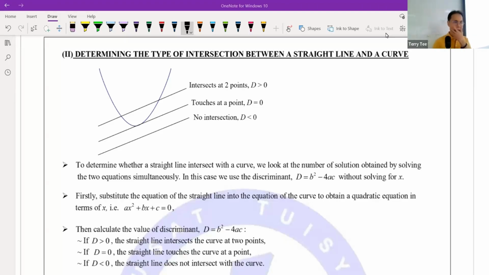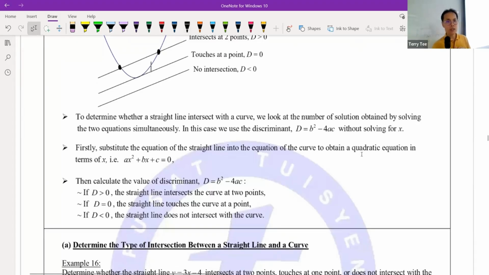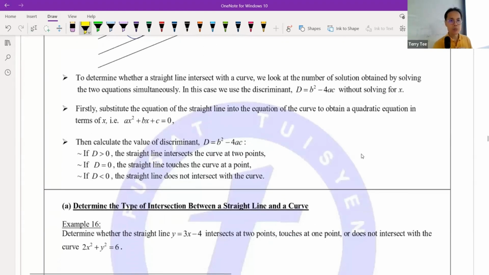Now we know that to solve for the point of intersection between a curve and a straight line, we can just call them equation 1 and equation 2, solve them simultaneously, right? Then we do b squared minus 4ac. If you intersect at 2 points, you have 2 solutions. Your b squared minus 4ac should be more than 0. If it touches at 1 point, b squared minus 4ac must be equal to 0. If it does not intersect, b squared minus 4ac must be less than 0.